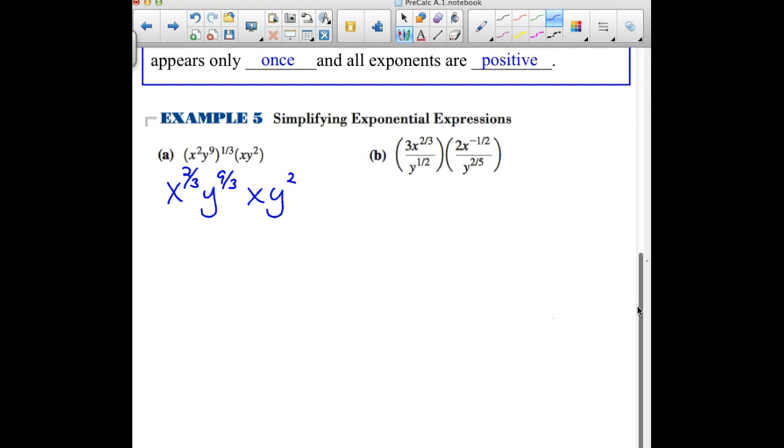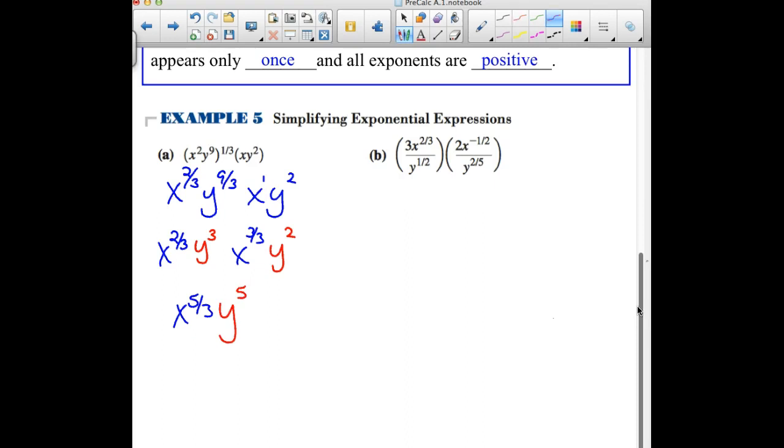Now we want to combine like pieces. Looking at our x's, we have x to the 2/3 and x to the first. Again, we need a common denominator to add those. Think of them as x to the 2/3 and x to the 3/3. Putting those two together will give us x to the 5/3. Looking at the y's, y to the 9/3 is just y cubed. 9 divided by 3 is 3. And then we have a y squared as the other piece, which gives us y to the 5th.